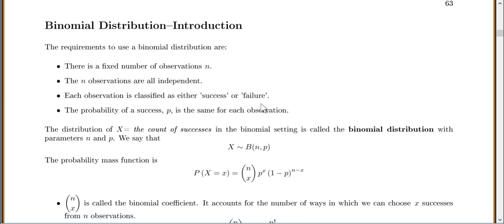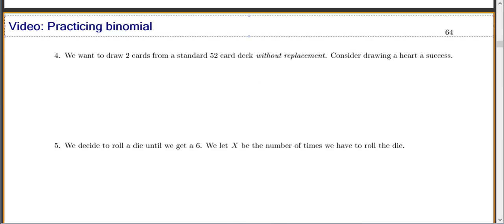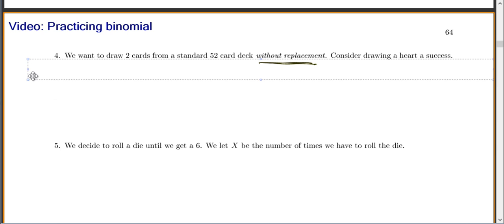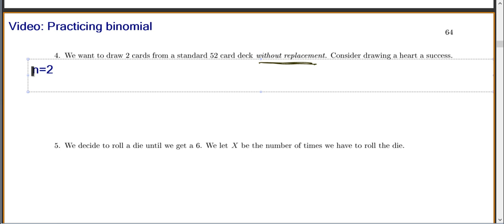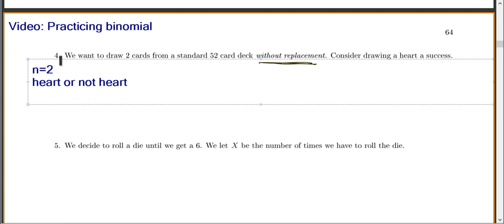So with that in mind, let's go to the next page and practice identifying whether or not something is binomial. So number 4, we want to draw two cards from a standard 52 card deck without replacement. Again, the keyword here is without replacement, so we don't put them back. Let's consider drawing a heart a success. When I go through these, I write down, how many times are we doing something? We are going to do it 2 times. We're drawing 2 cards. And then we're looking for a yes or no, success or failure? We're considering drawing a heart a success, so we are looking for heart or not heart. That fits binomial.